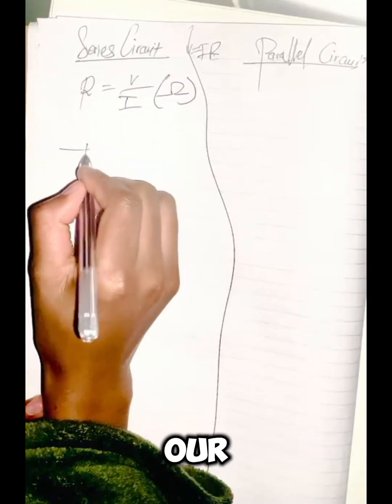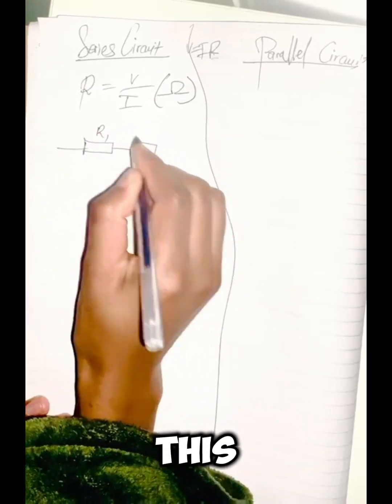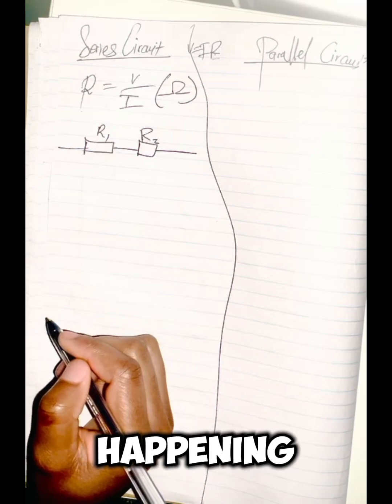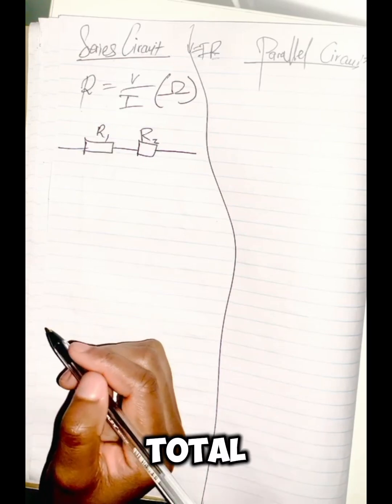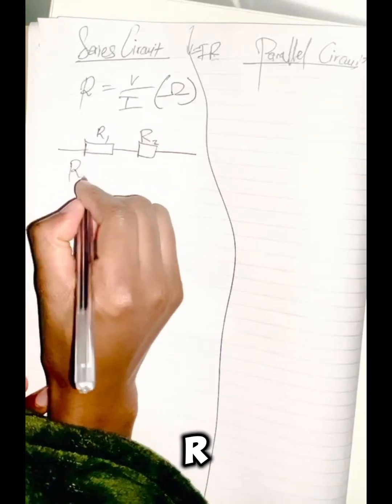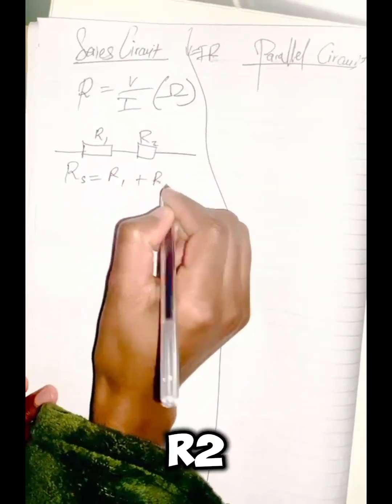So this is our series circuit. This is R1 and this is R2. What is happening in a series circuit is that the total resistance is the sum of the resistances. So R in series must be equal to R1 plus R2.